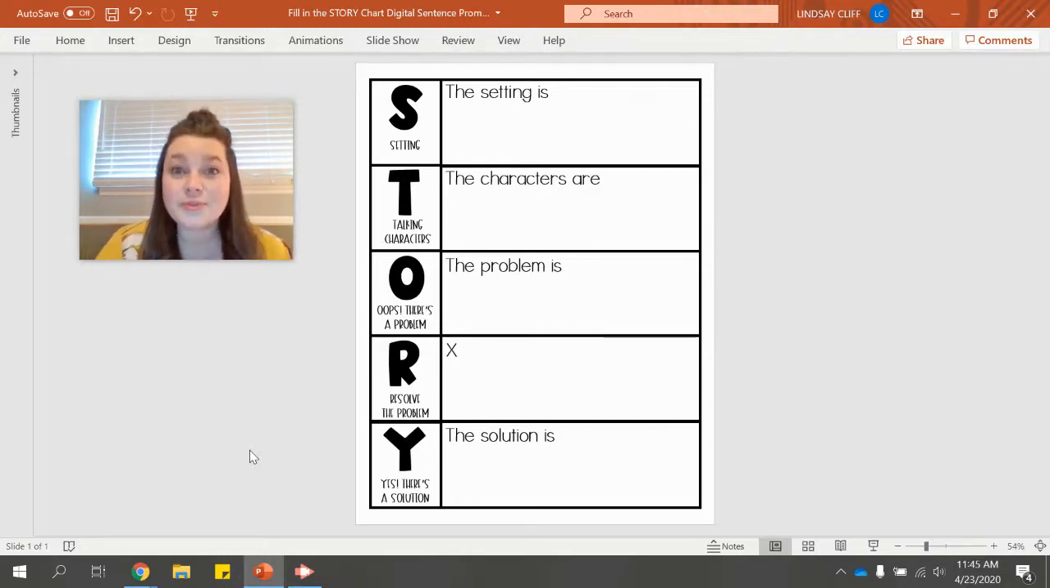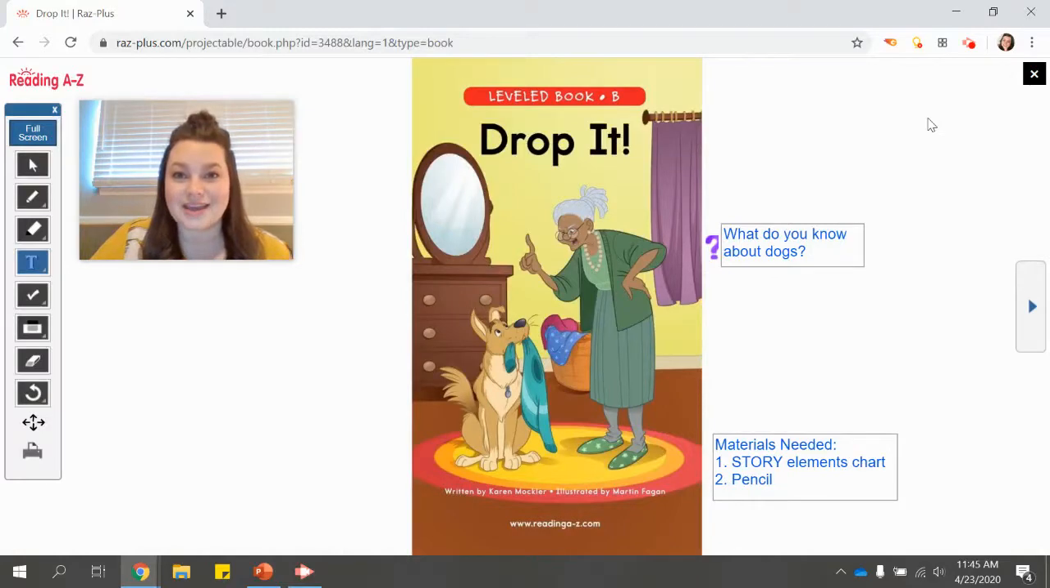O is for oops, there's a problem. R is for resolve the problem. We're not going to be talking about that story element today, but we will talk about why for yes, there's a solution. A solution is how the problem is fixed or solved. So let's get into Drop It.